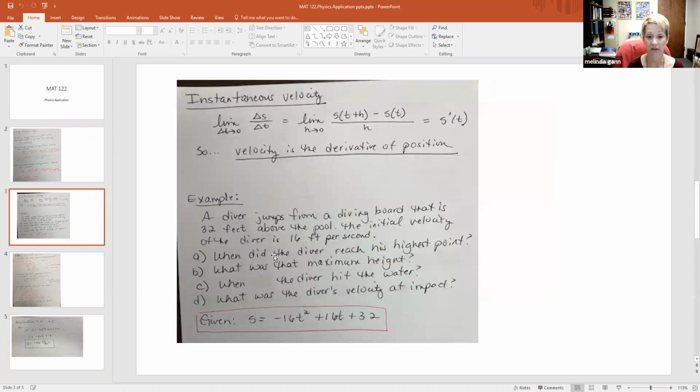So when did the object reach its highest point? You're going to set velocity equal to 0. When did the object hit the water or hit the ground? You're going to set S equal to 0.